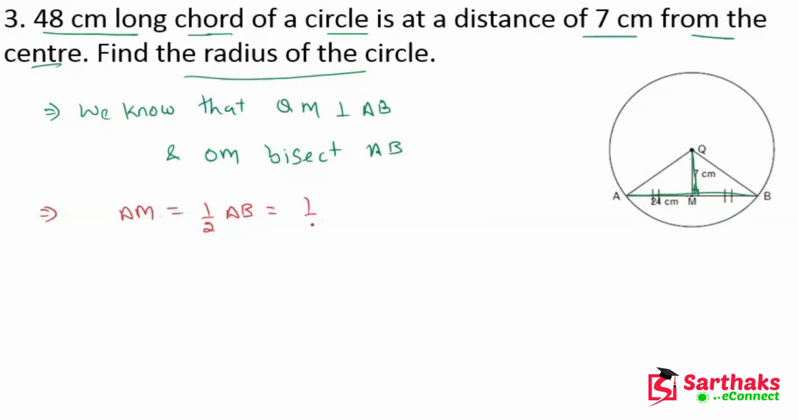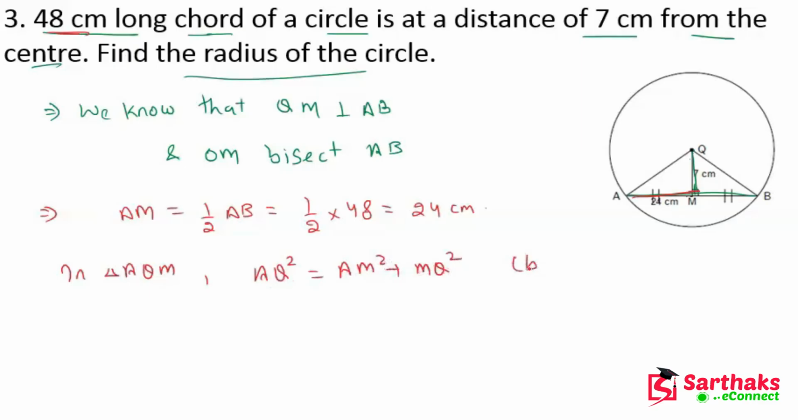It means half into AB, and AB we have 48 centimeters. After solving this we get 24 centimeters. So AM is 24 centimeters. Now in triangle AQM, AQ square is equal to AM square plus MQ square, again by Pythagoras theorem.